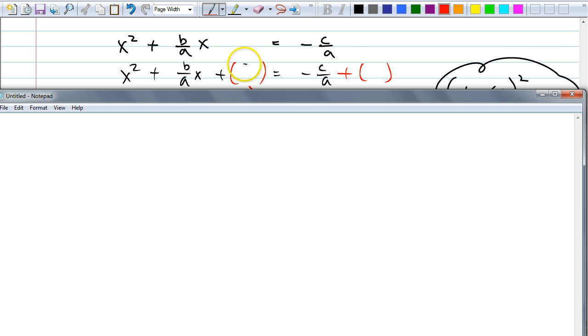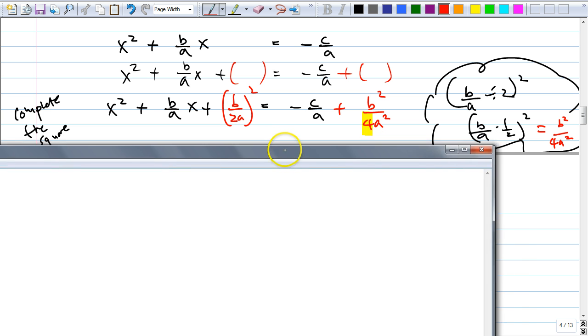What do I need to plug in? We have to add something squared. It's going to be what, Jonathan? Exactly, b over 2a. Am I going to add b over 2a to both sides, or b over 2a squared? Squared. So I did the work over here.